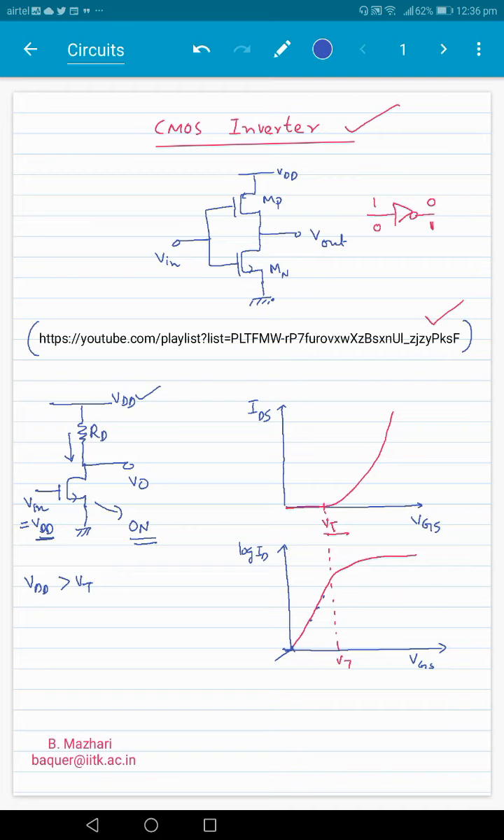Now in this case, note that the output voltage, we would like it to be low, as low as possible. And so if we look at the transistor, let me draw the transistor's characteristics.